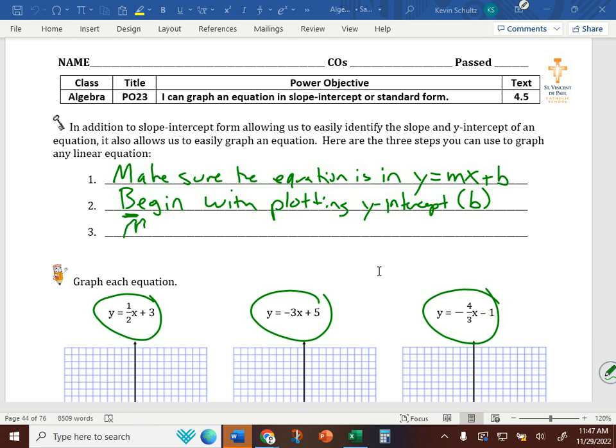You move to the second point using the slope, which is the m variable. Okay? And that's it. Then you connect the dots, and you're done. You only need 2 points to make a line. Your first point is a y-intercept. It's a location. The second point is from the slope. Okay?